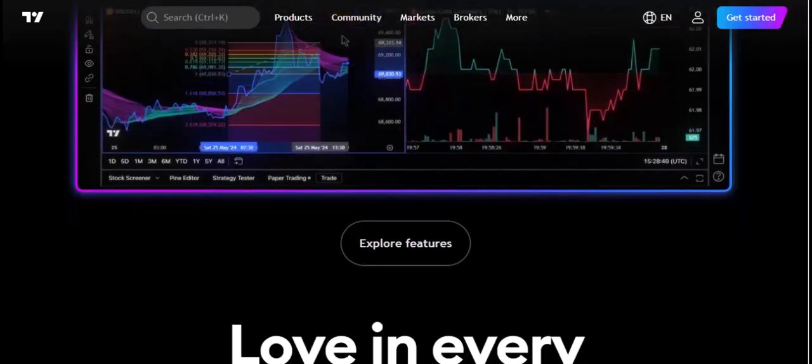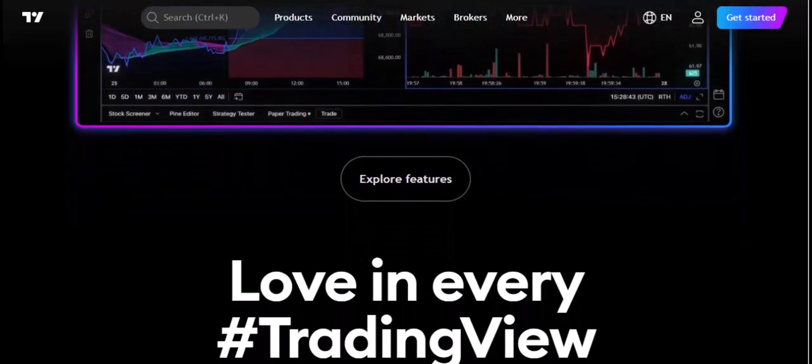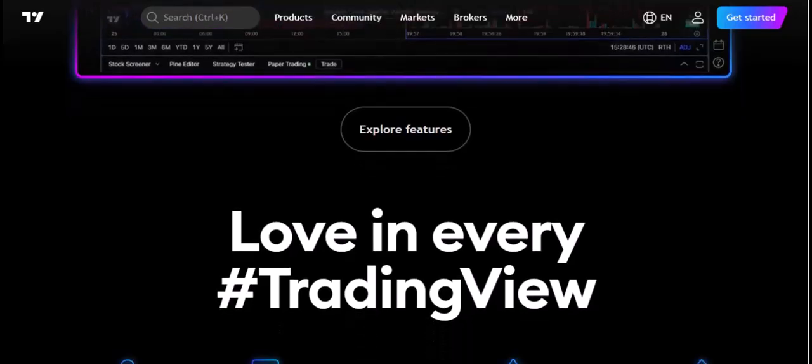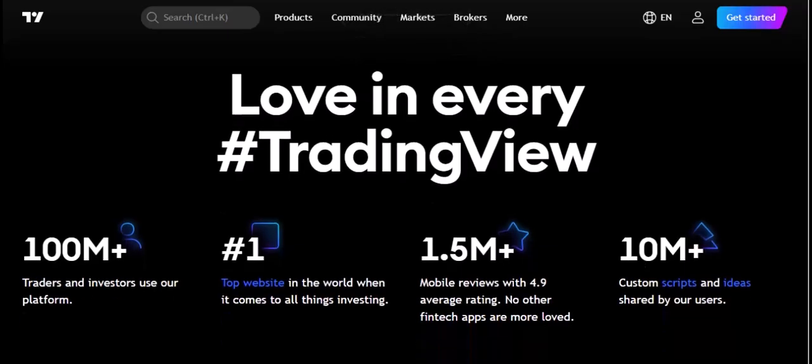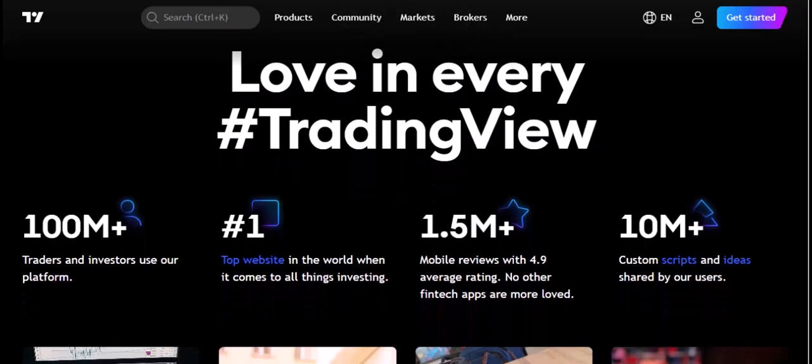TradingView also offers a free plan with basic features, making it accessible for beginners to get a feel for charting and analysis, with various paid tiers unlocking more indicators, alerts, and historical data.